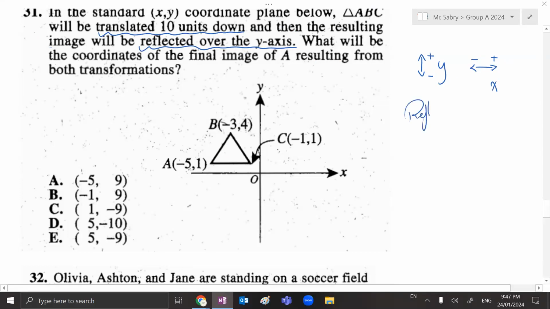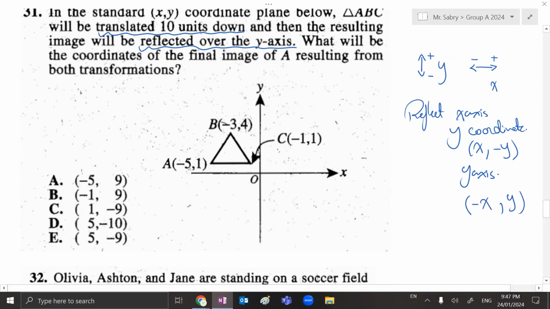When I reflect over the x-axis, I switch the signs of the y coordinates. So for example, if it was x and y reflected across the x-axis, the y changes its sign. But if I reflected over the y-axis, I should change the sign of the x coordinate. So it should become negative x and y. But let's apply that.